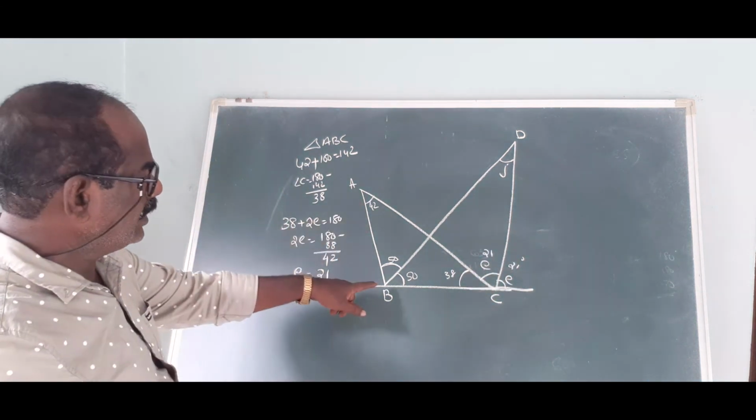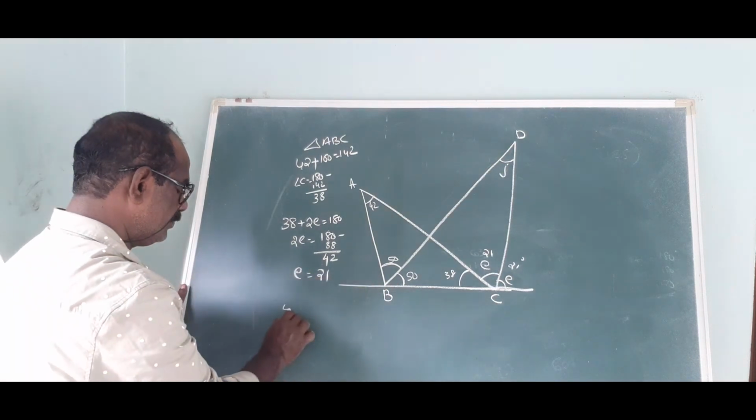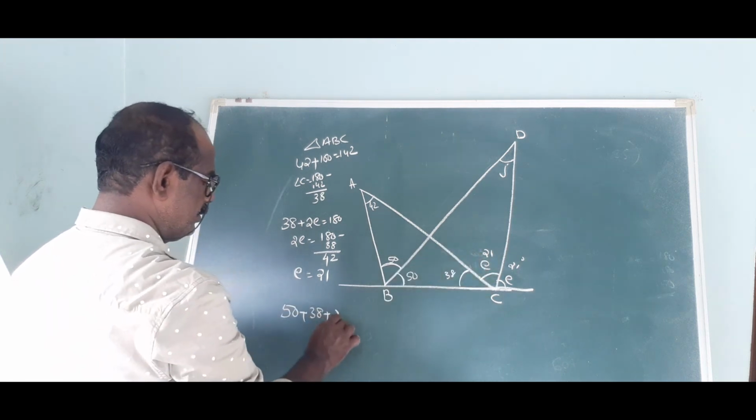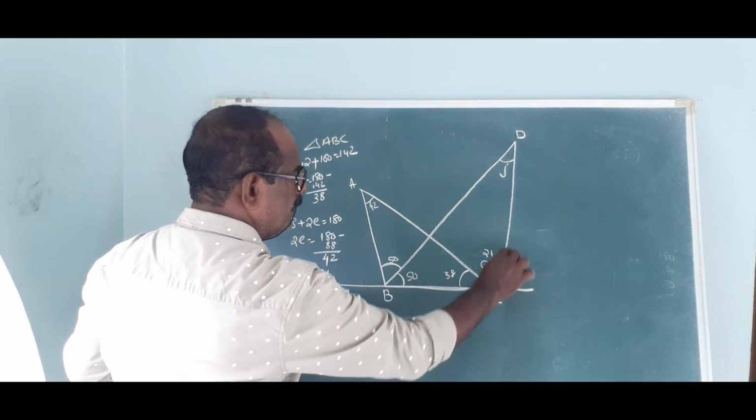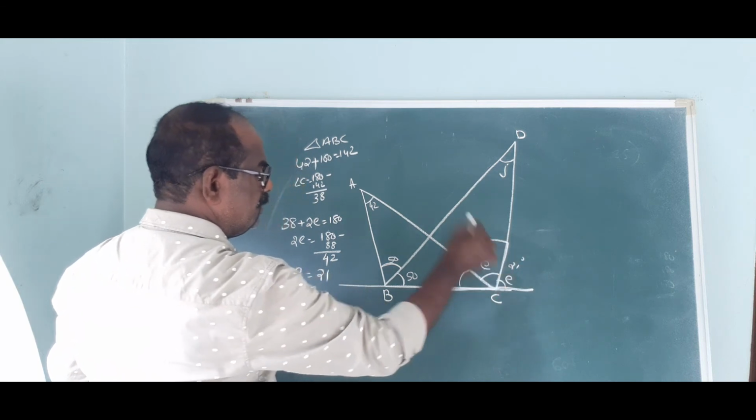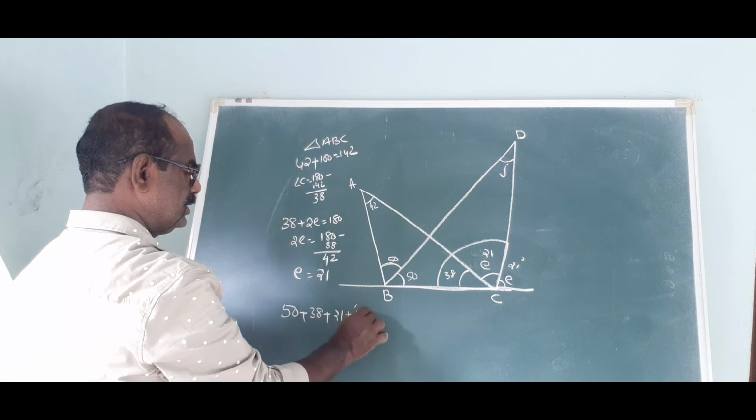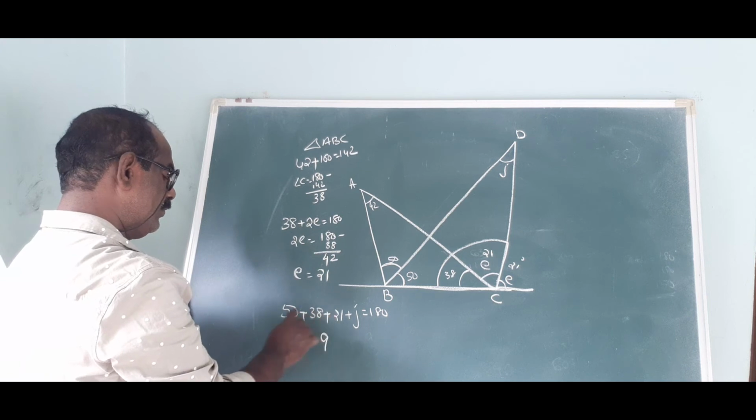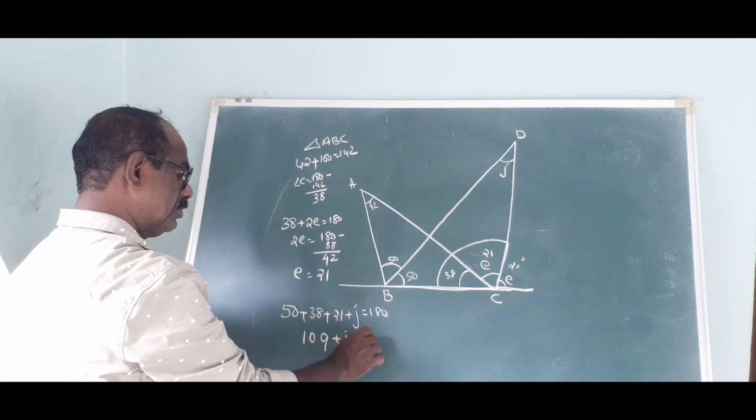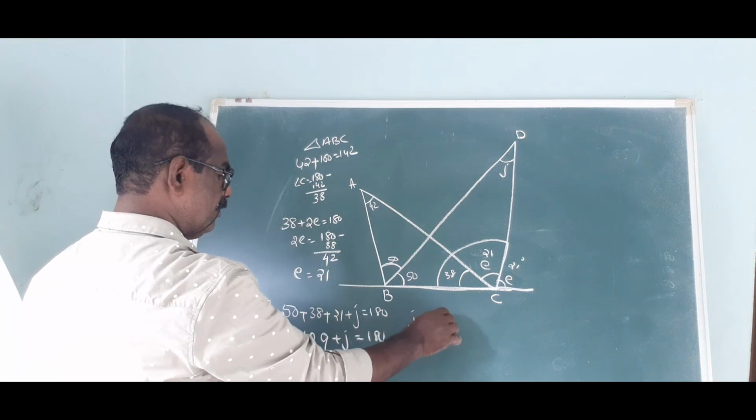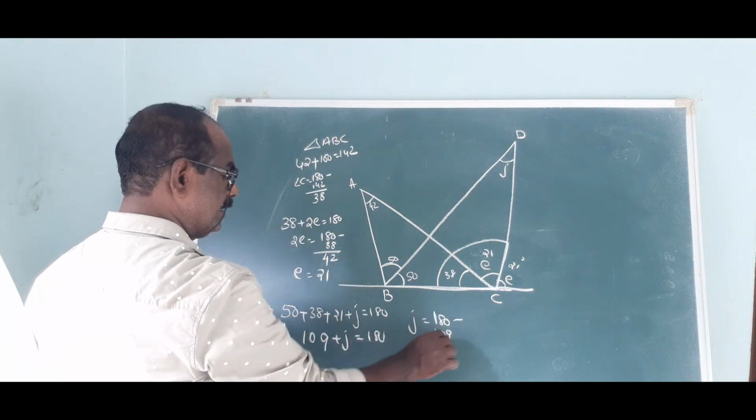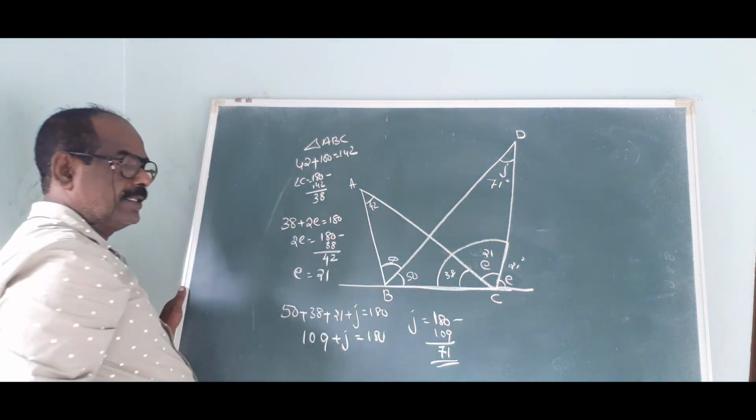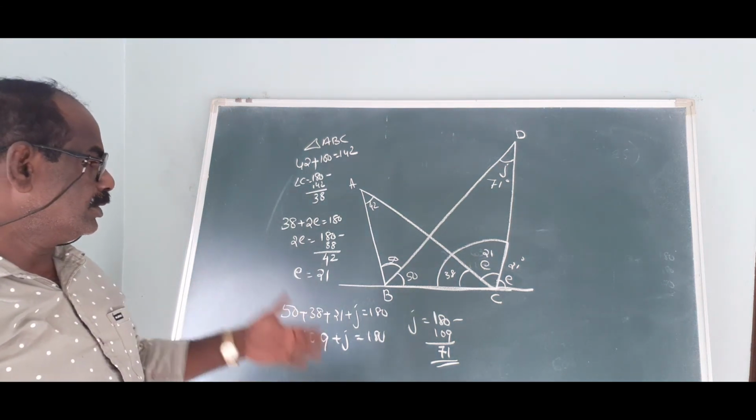Then how to find J? 50 plus 38 plus E, because this triangle has this angle. This means 38 plus 2E we want to add, plus J is equal to 190. And how much are we getting? 8 plus 1 is 9, 3 plus 2 is 5, 5 plus 1 is 109, plus J is equal to 190. J is equal to 190 minus 109, that is equal to 71. J is equal to 71 degree. Clear? Then pause the video and write it down.